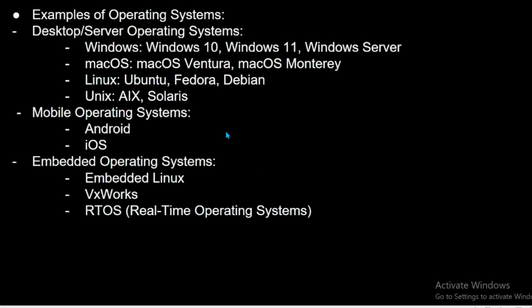There are several examples of operating system. For example, if you're working on desktop or server, in that case, the popular OS are Windows, Mac OS, Linux, and Unix. Each of these has different variants. If it is mobile operating system, in that case, there are two popular OS, that is Android and iOS. For embedded applications, we have embedded Linux, VxWorks, RTOS, which are the popular operating systems.